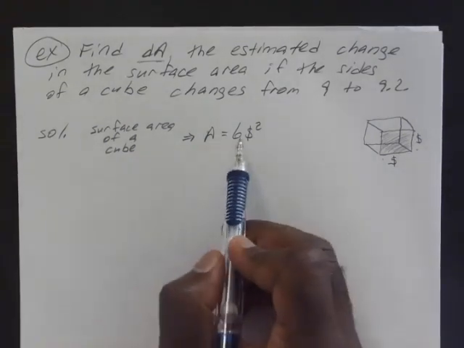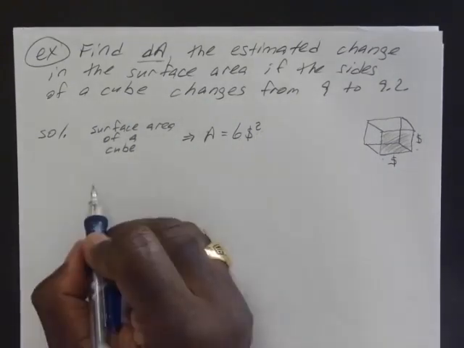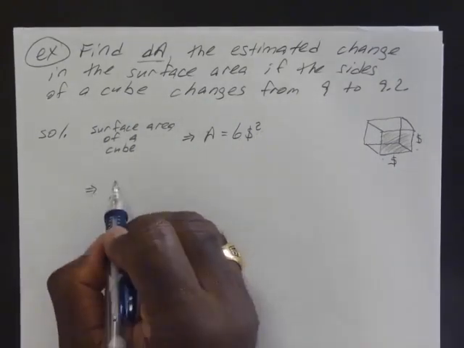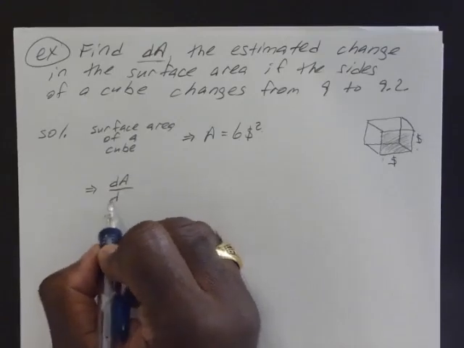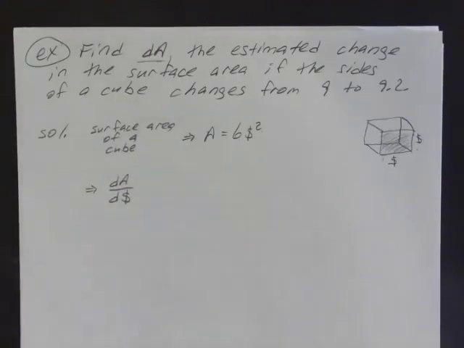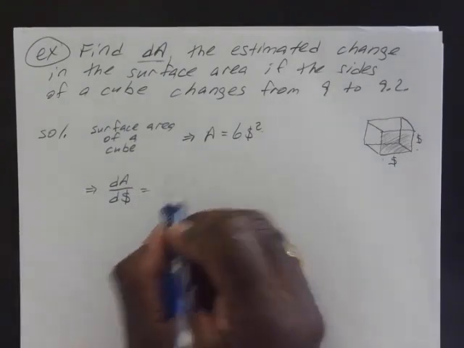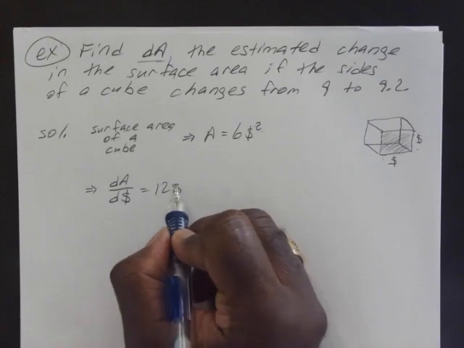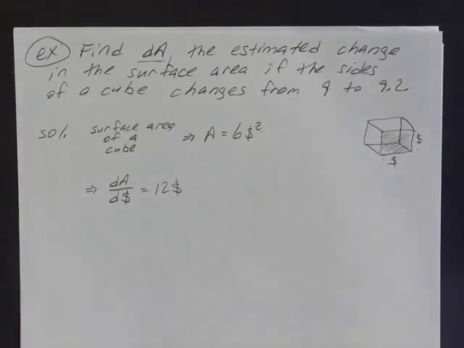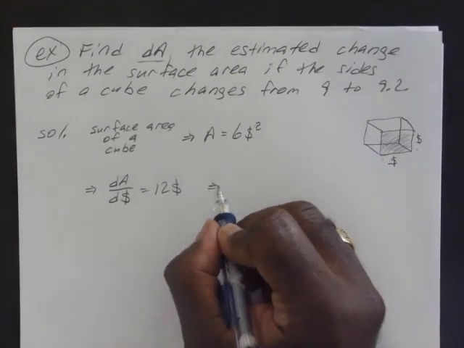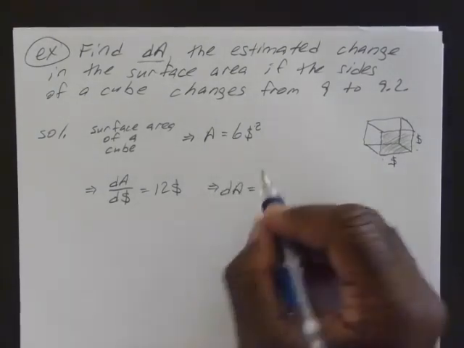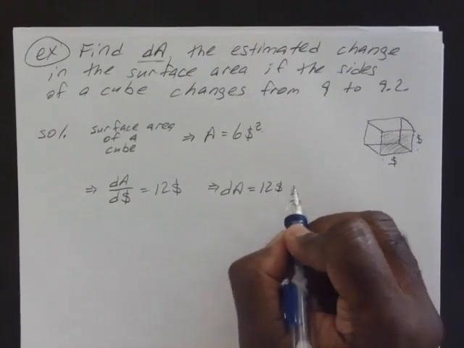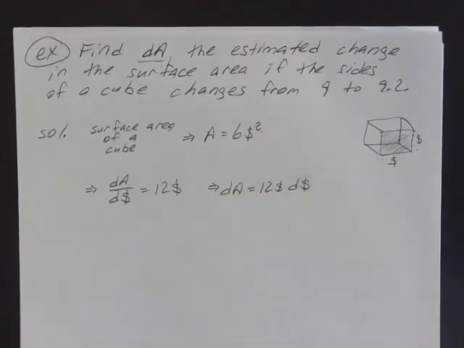Okay, so we know that the area is equal to 6 times s squared, which means the rate of change of the area with respect to the sides is equal to, bring down the 2, 6 times 2 is 12, so we have 12s. Well, if we put that in differential form, dA is equal to 12 times s ds.